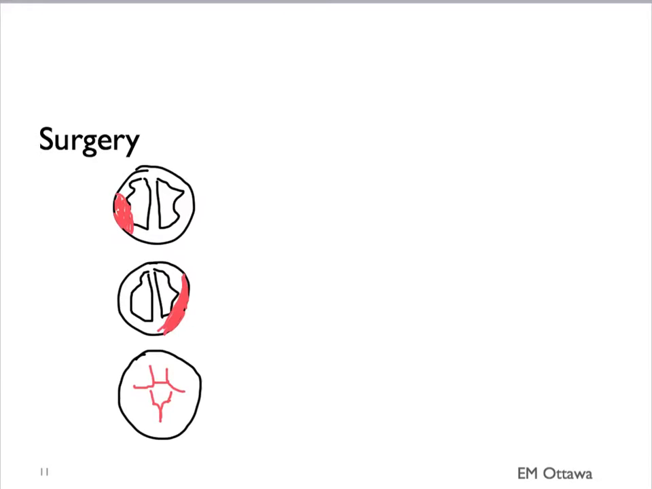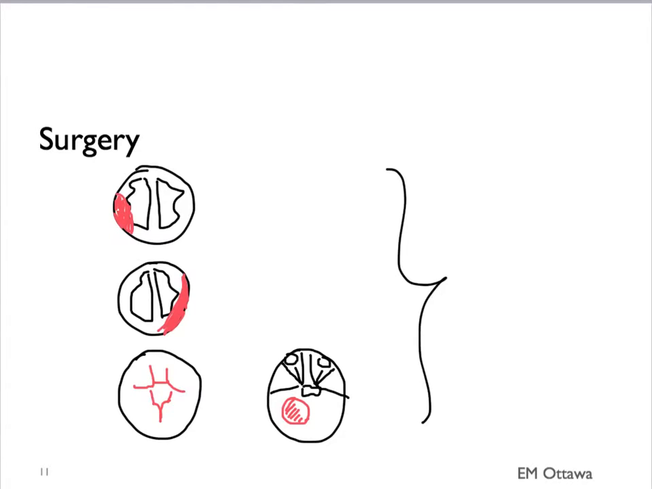Surgery is needed for epidural, subdural, aneurysmal subarachnoid, and bleed in the cerebellum. We need to contact the neurosurgeons promptly for these bleeds. For other bleeds, you may still wish to consult them on a case-by-case basis. Regardless of whether the patient needs surgery or not, they all need supportive treatment.